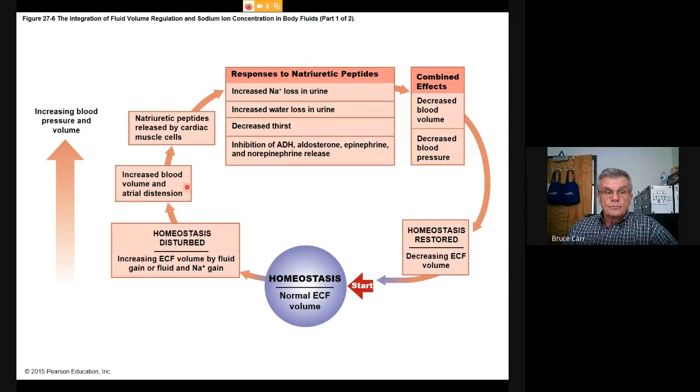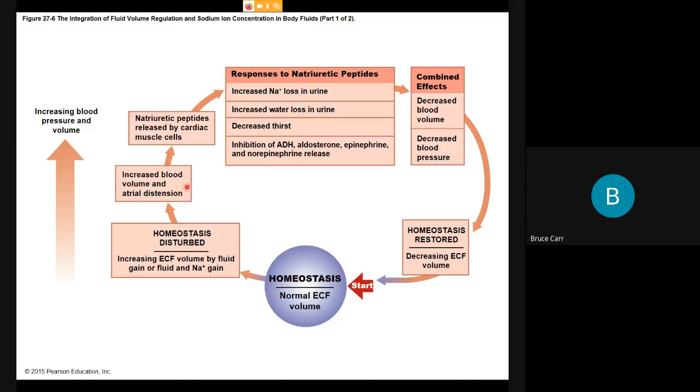Now we have things like stretch receptors and pressure receptors that are monitoring this, and blood pressure starts to go up, atrial stretching starts to go up. Natriuretic peptides have these effects. We increase sodium loss in the urine, largely through a decrease in reabsorption. Increased water loss in the urine. So if you keep the sodium in the filtrate, it keeps the water there.